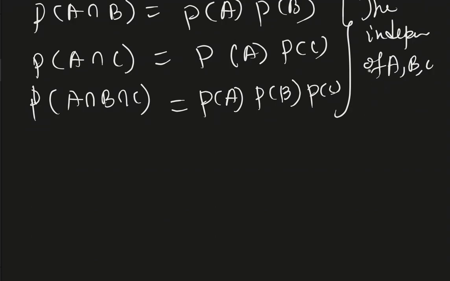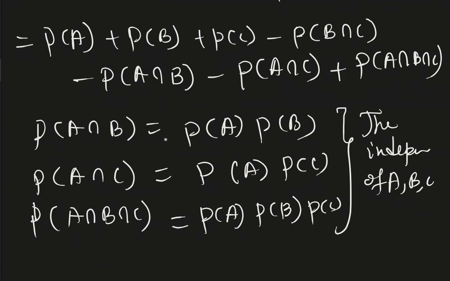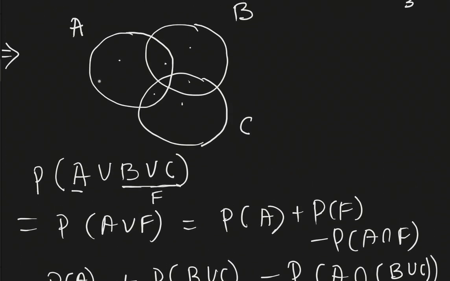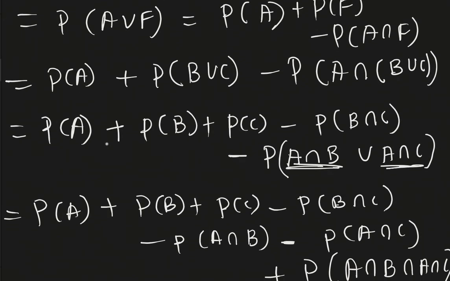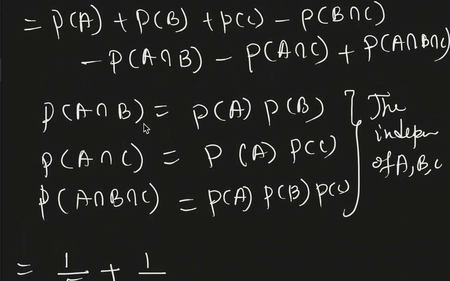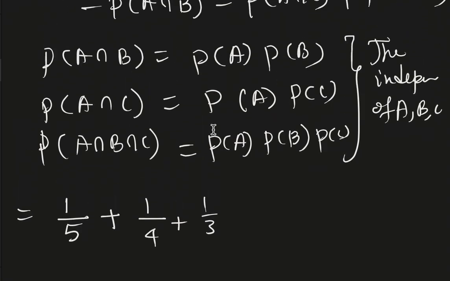What is the definition of independence? So from the definition we will get these three things. So now we can easily calculate what is the P. Now we know the value of P(A). The value of P(A) is 1 by 5. So write it, 1 by 5 plus what is the value of P of B? 1 by 4. Plus P of C, that is 1 by 3.